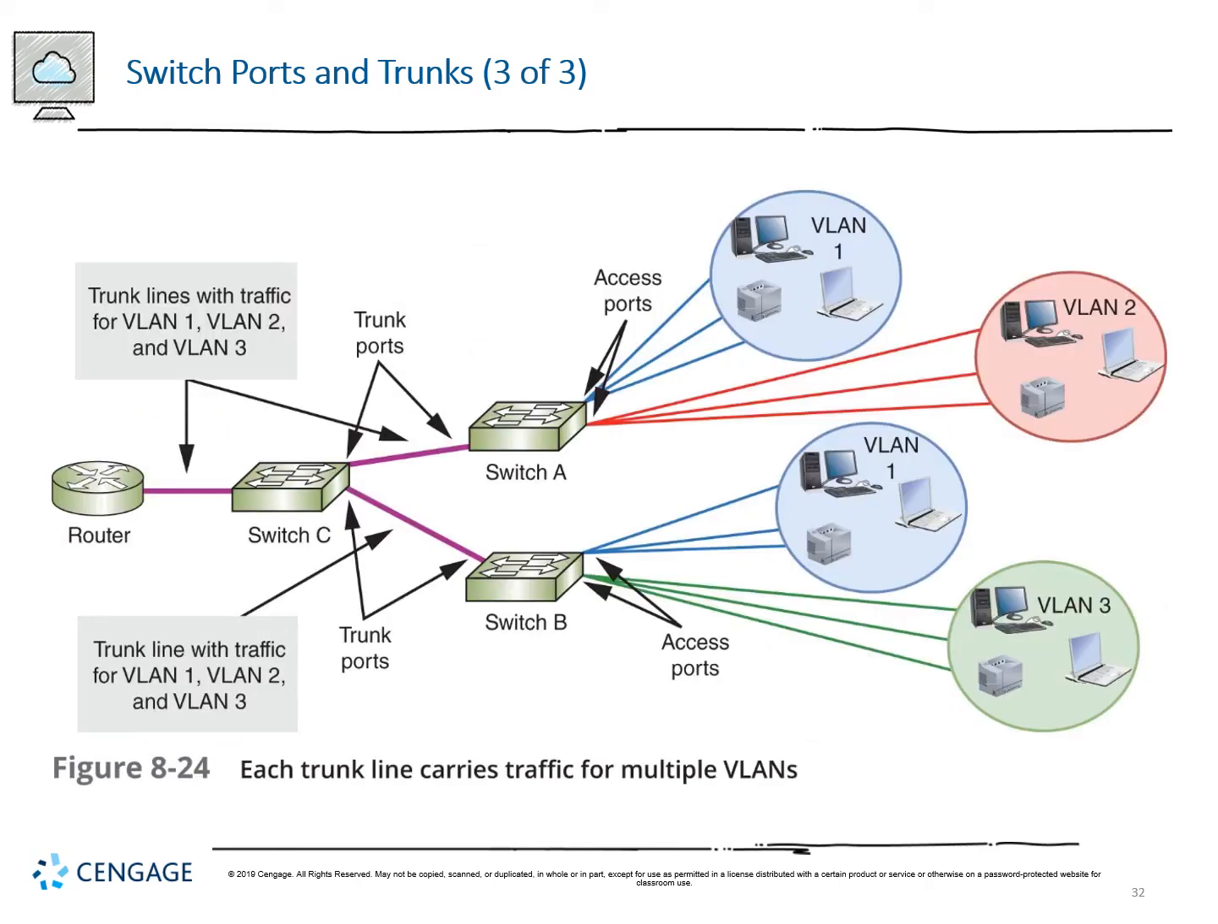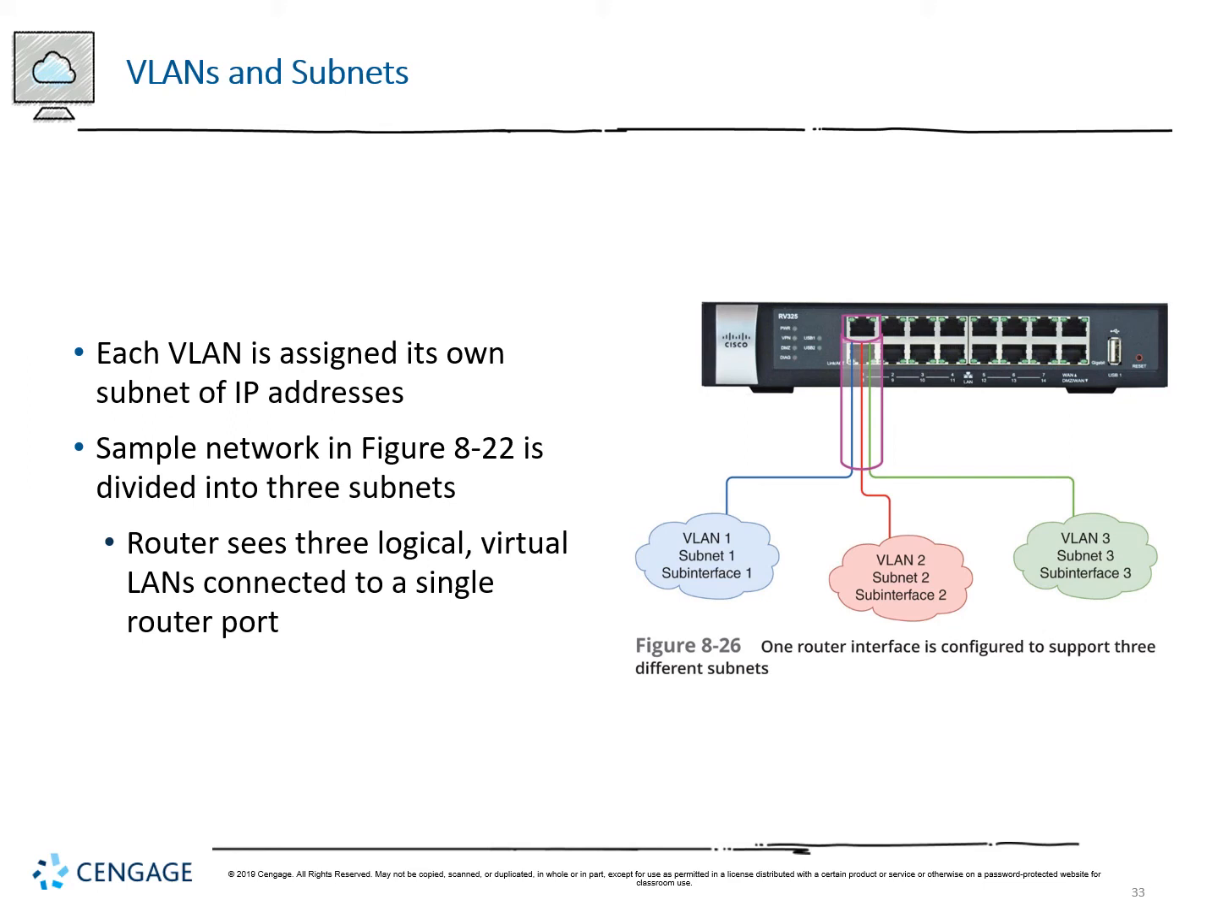So here we can see how the trunk lines are laid out in purple, going between the router and switches. And then we can see the access ports for each individual VLAN, allowing traffic to pass from one to the other. Now each VLAN is assigned its own subnet of IP addresses. We see in figure 8-26 the router interface configured to support all 3 subnets. If you look back to figure 8-22, you will see the 3 subnets divided, and at this point we can understand that the router is actually going to see 3 logical virtual LANs, so a logical representation of a physical connection hooked up to a single router port.